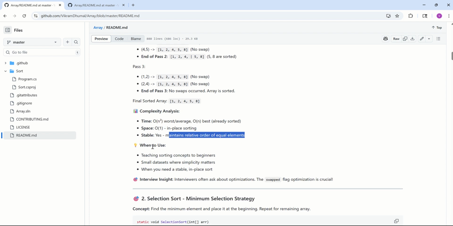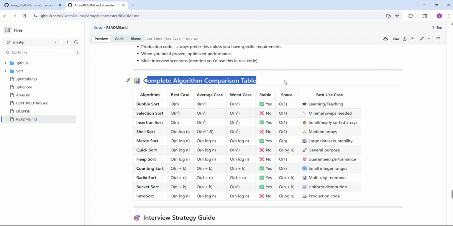Now, when to use this? You cannot use this for large scale production purposes, but it is still a good algorithm to learn from a teaching standpoint to understand the fundamentals of sorting. Apart from this, we have also compiled a complete algorithm comparison table towards the end of our README file. Today, we looked at bubble sort, but you can compare it against all the other algorithms in terms of complexity, stability, space, best use case scenarios, etc.